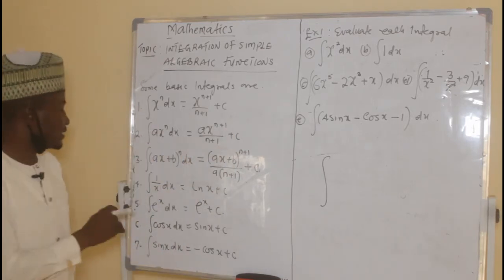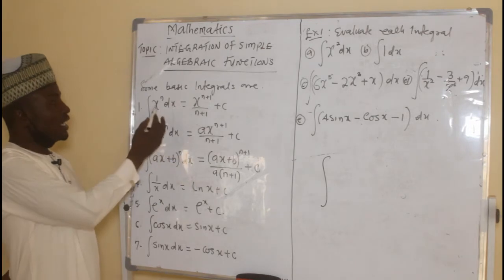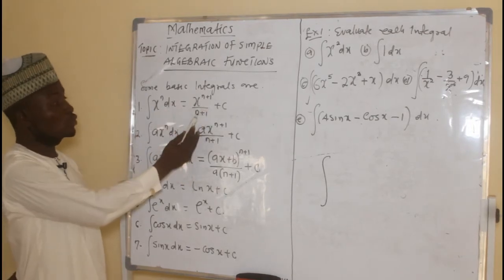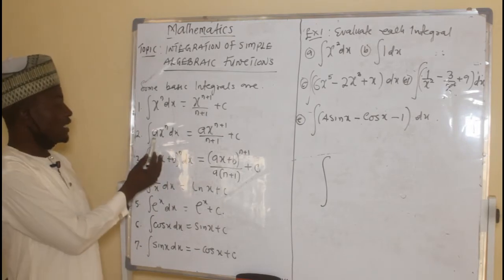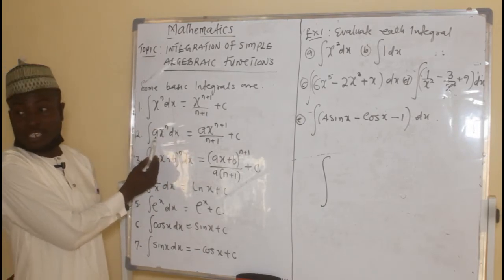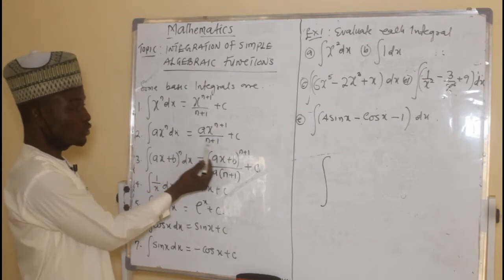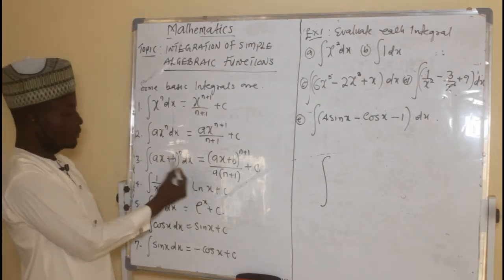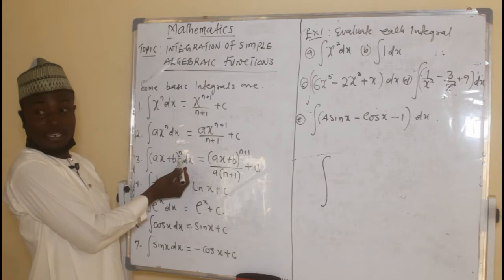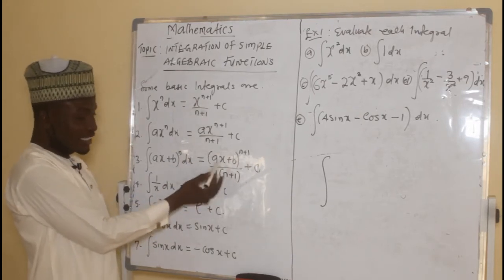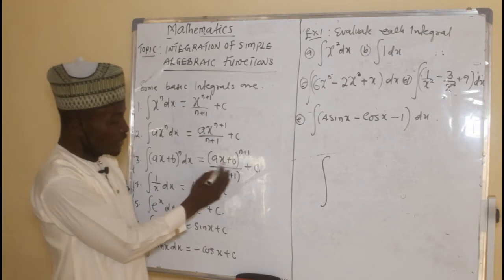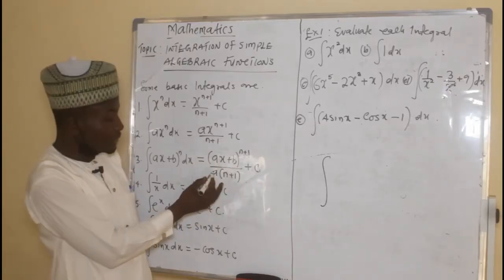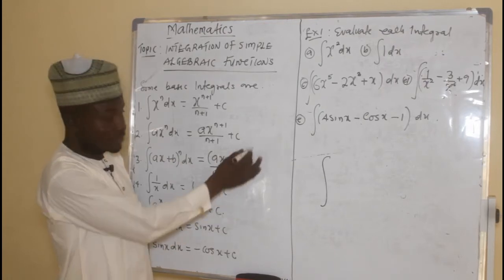So let's take this formula: the integral of x raised to the power of n dx equals x raised to the power of n plus 1 over n plus 1. Let us not have any coefficient here. If you have a function like ax plus b, this is going to be ax plus b raised to the power n plus 1, over n plus 1, times the differentiation of the function itself. If I have ax plus b, what is the differentiation of ax? It is a. The differentiation of b, a constant, is 0. That's why we say a into ax plus b.